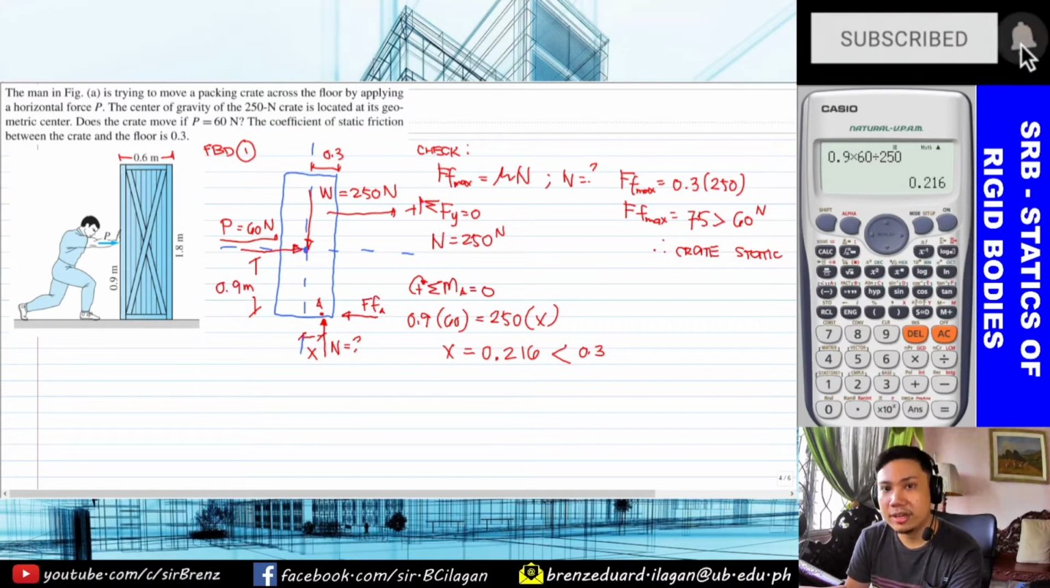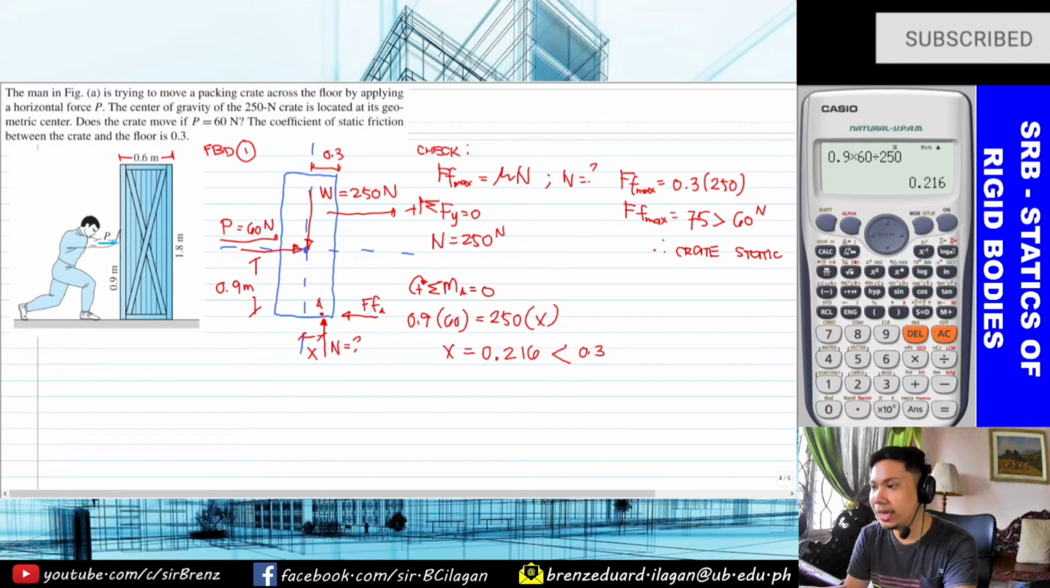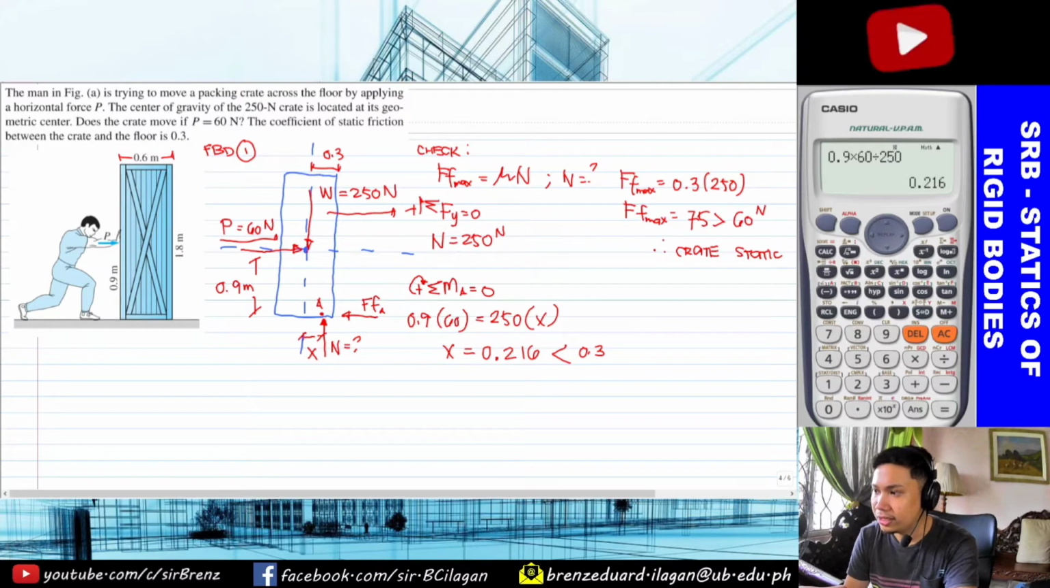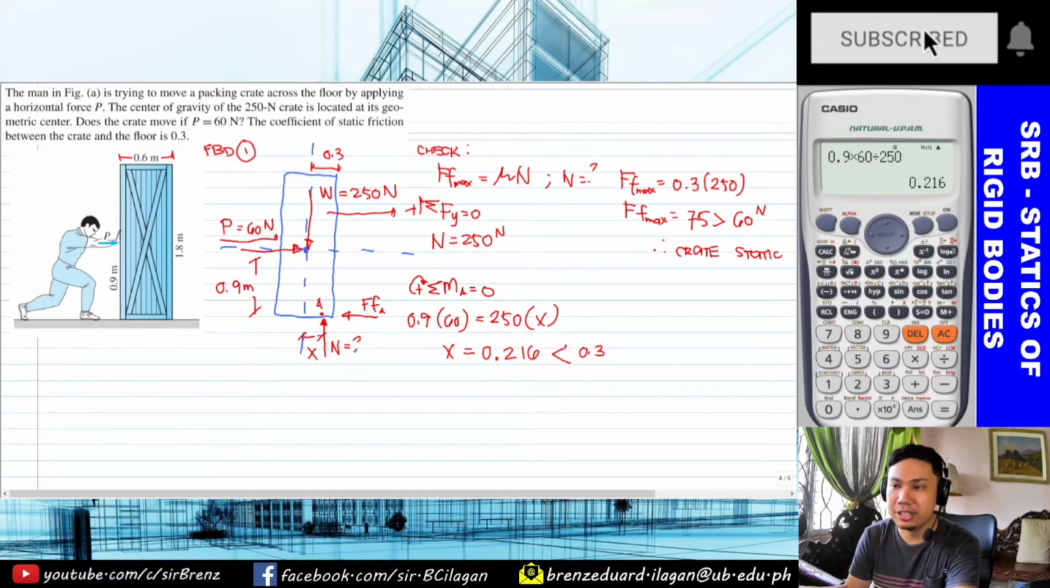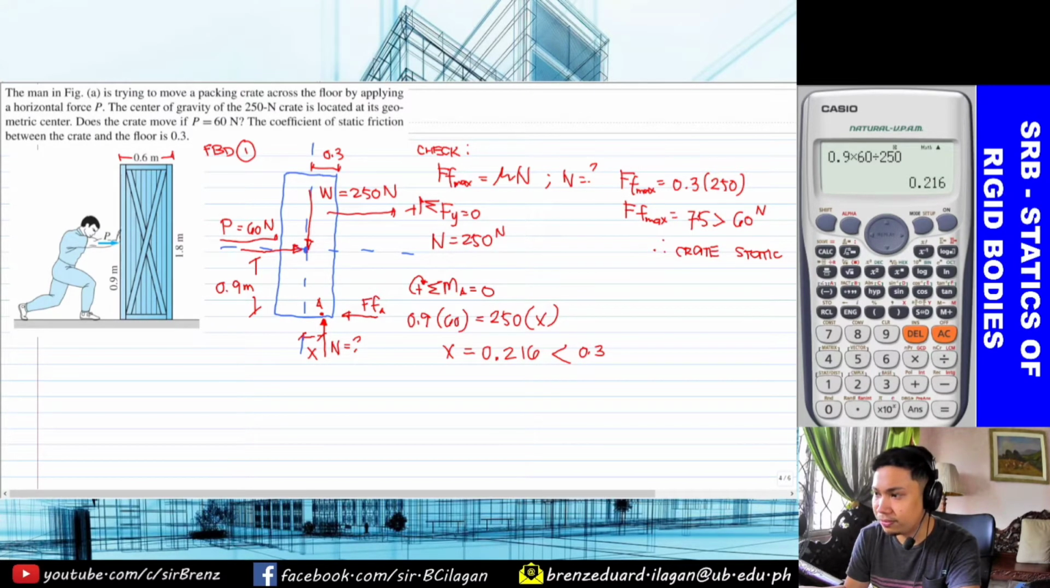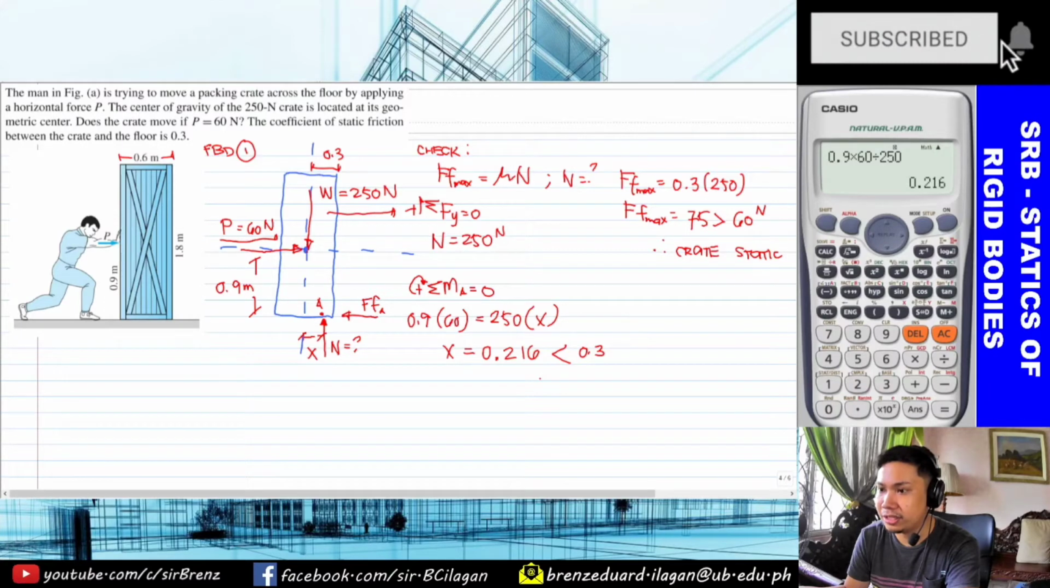Because the x we obtained is only equal to 0.216, as obtained from the equilibrium analysis of the summation of moment. So since that is smaller, we can conclude that the block will not tip, or hindi siya tataob. So the limiting static friction force here is a maximum of 75, and that is larger than the force actually applied, which is equal to 60 Newton.